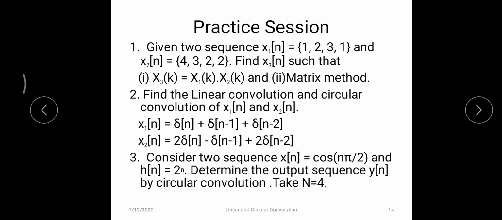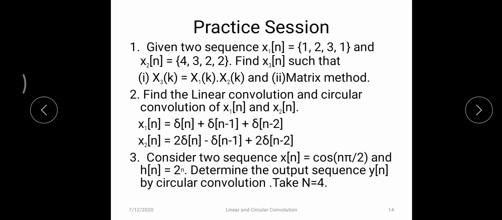And coming to x2 of n, it is 2 delta of n minus delta of n minus 1 plus 2 delta of n minus 2. Indirectly they mentioned that the sequence is 2, minus 1, 2. It is simple. You can follow either the matrix method, concentric circle method or the convolution property. Here they didn't mention any method to do it, so you can take your own choice.